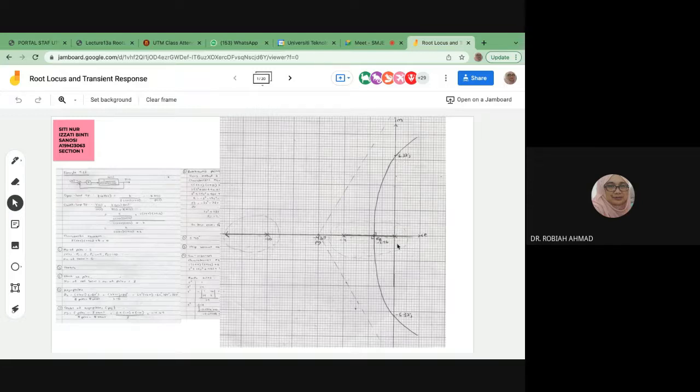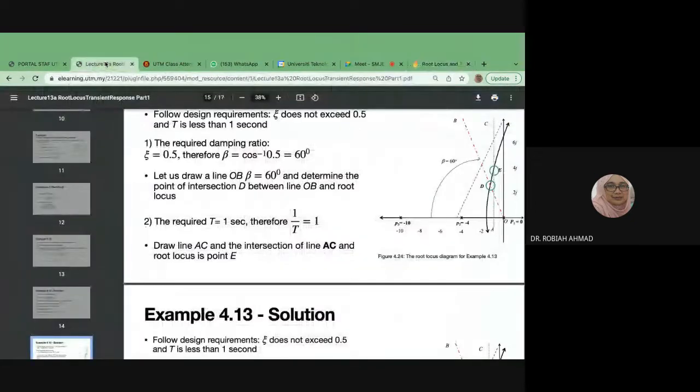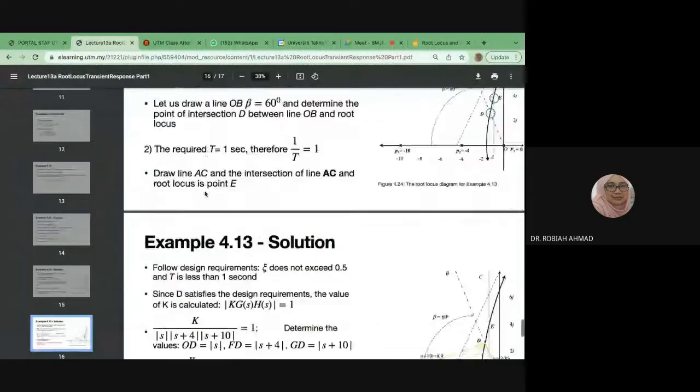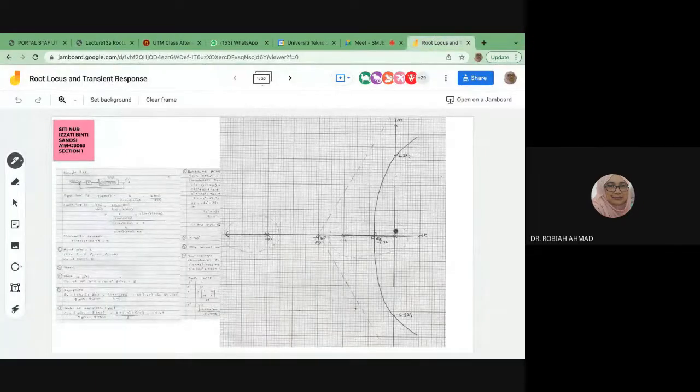Step 9. Okay, now Izzati, boleh ke kat sini? Tak boleh kan? Can you try? Ada ruler ke apa ke? Okay. Ataupun Izzati try buat, Izzati dapatkan, kita kata zeta 0.5 eh? Sekejap. Okay, the required damping ratio 0.5, therefore beta kita 60 degrees. So Izzati, can you do 60 degrees approximate lah. You buatkan 60 degrees kat sini and then panjangkan line dia.